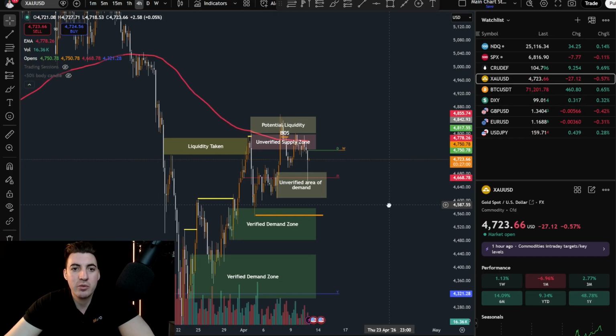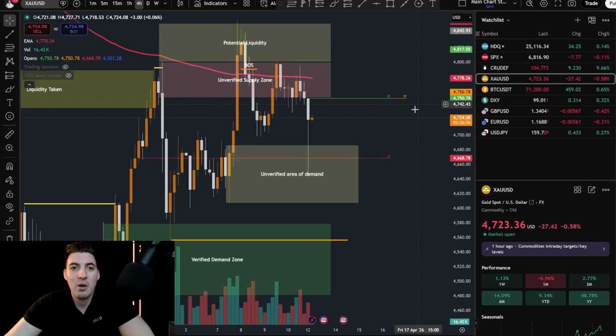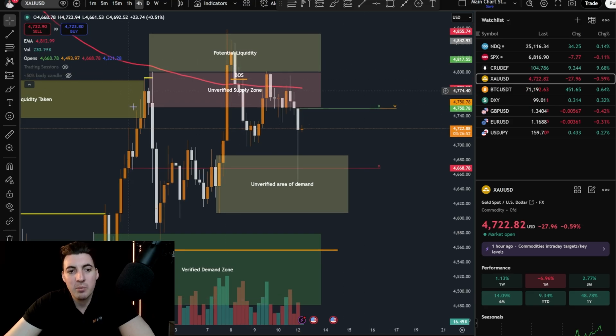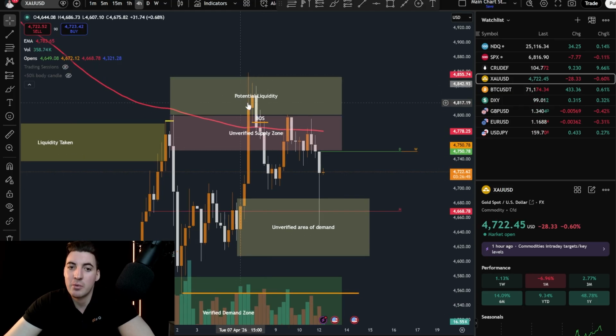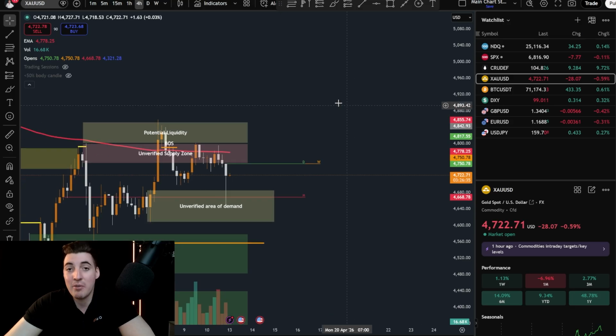If we head over to gold, it has been playing beautifully into our technicals, which is an absolute wonderful thing to see. We saw the price come down, it entered into that verified demand zone, and then pushed itself back up into this potential liquidity area. Liquidity was grabbed, and then it pushed itself back down into an unverified area of demand again. And we're seeing this massive push back into the upside. So we're very bullish on gold at the moment.